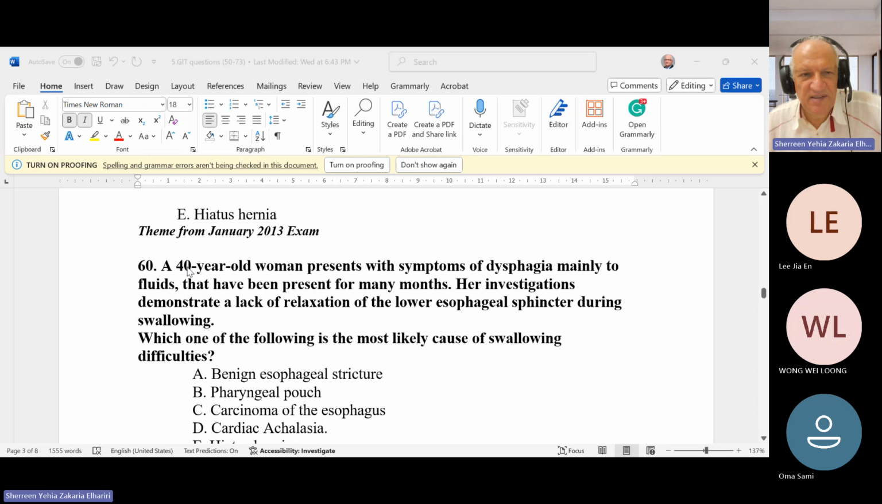Why? This patient is 40, female. We don't mention she is a chronic smoker, and she has dysphagia to fluid. Usually cardiac achalasia occurs in younger patients, more in females. It is dysphagia mainly to fluid, not to solid. And of course, nowadays it is diagnosed by manometric study of the esophagus. In the past, we diagnosed by barium swallow. We don't do it nowadays.